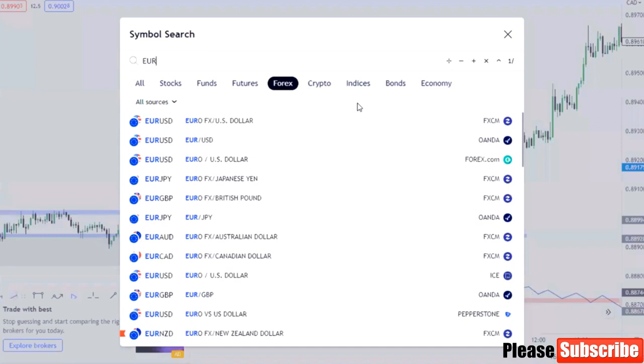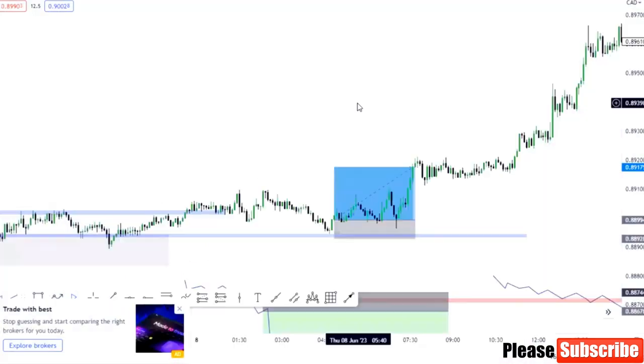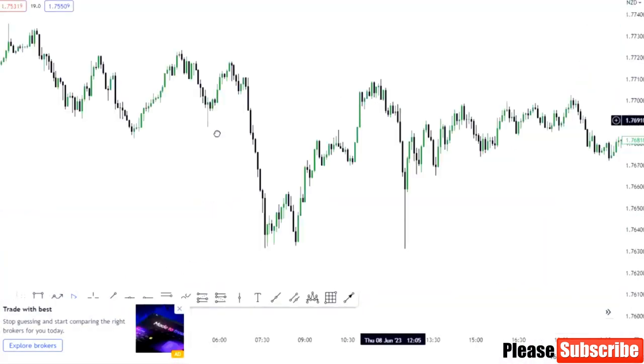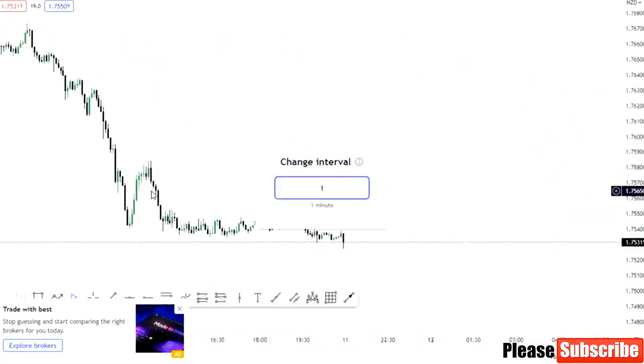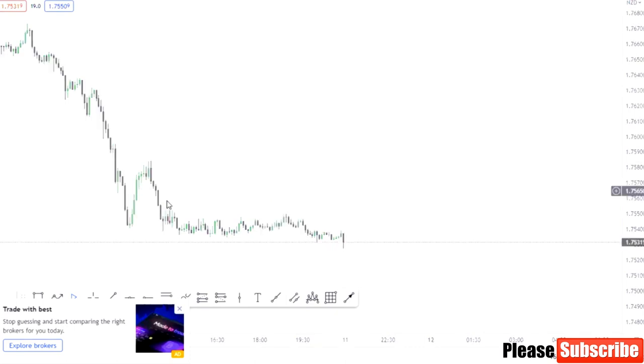Now let's try a random pair. Let's say EUR/NZD. It's a nice pair. Let's see if we can get something out of it. First of all, go down to the 1R.